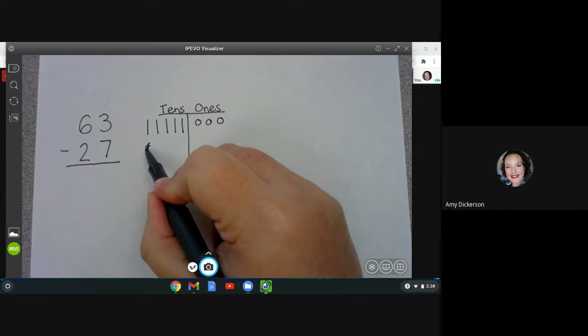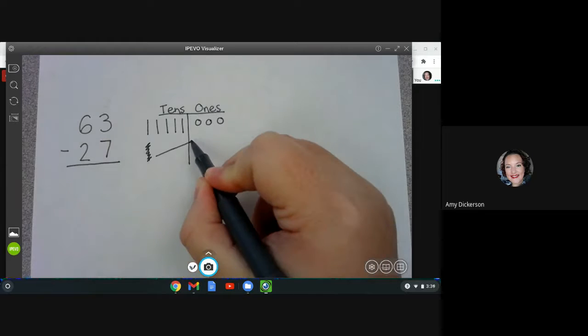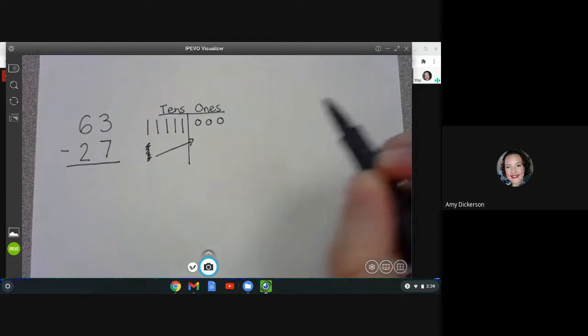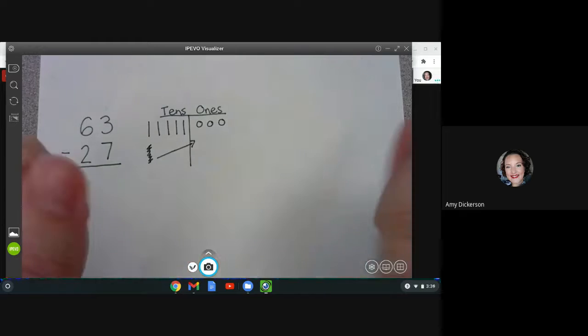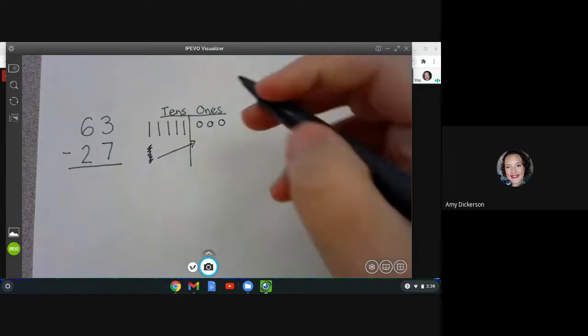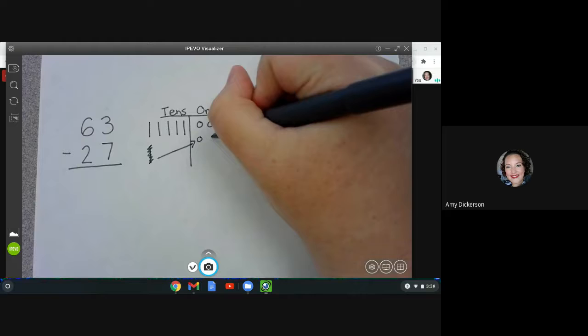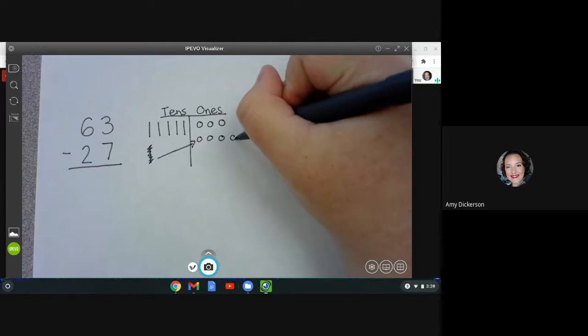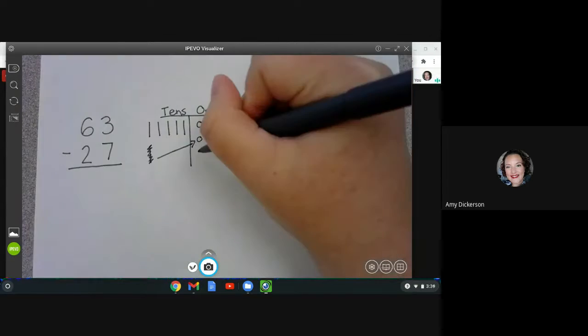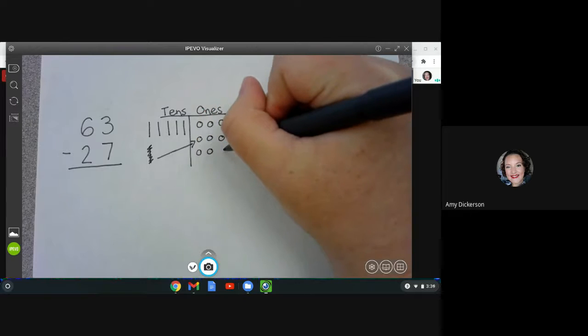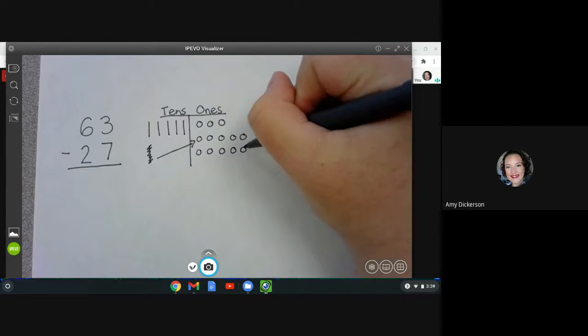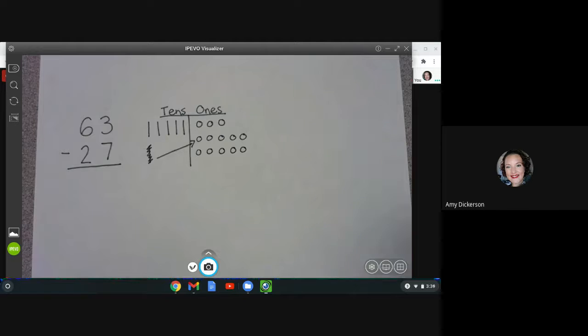I'm going to cross this 10 out and draw an arrow to show that I'm taking this 10 and I'm breaking it apart. And I'm putting 10 ones. 1, 2, 3, 4, 5, 6, 7, 8, 9, 10. All right, now I have enough.